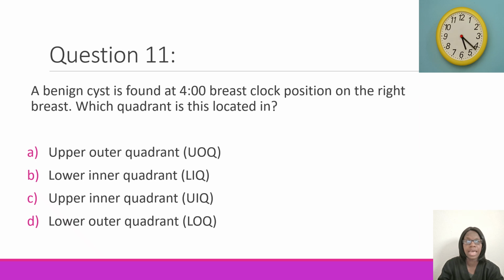So question 11: a benign cyst is found at 4 o'clock breast clock position on the right breast. Which quadrant is this located in? Is it the upper outer quadrant, lower inner quadrant, upper inner quadrant, or lower outer quadrant? I'll give you a few moments to think about the answer and then I'll give you the answer.